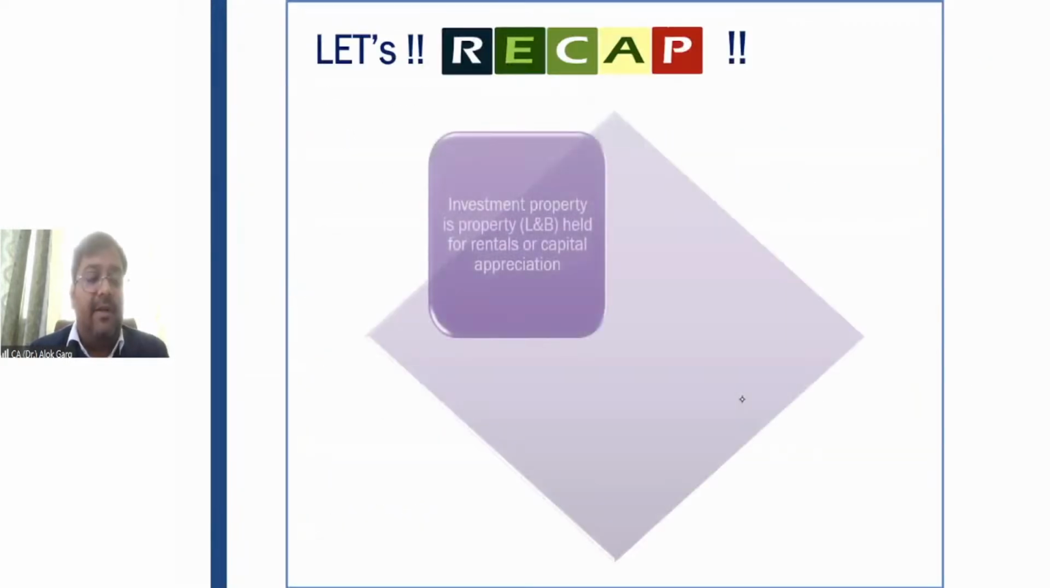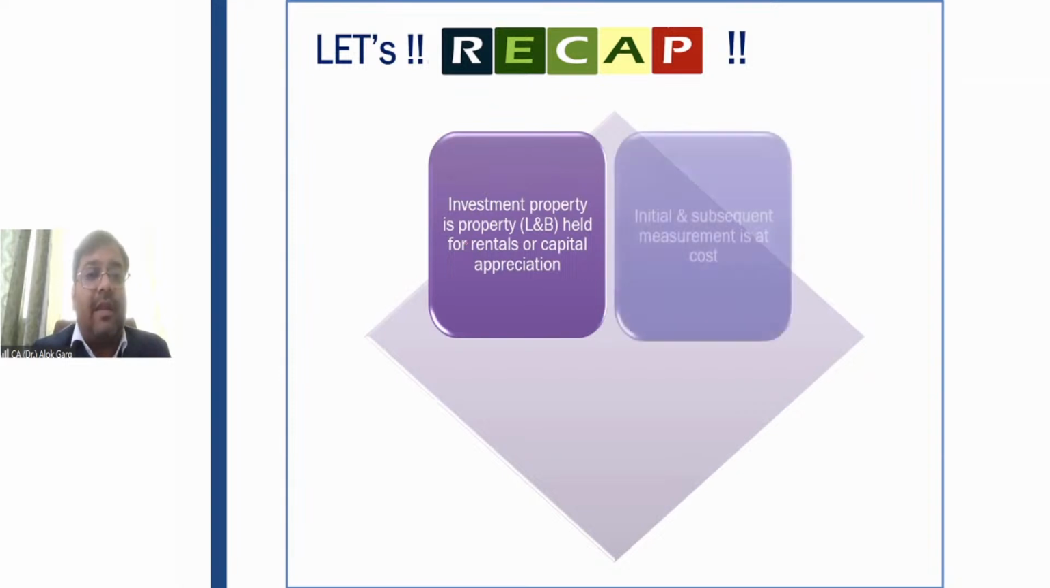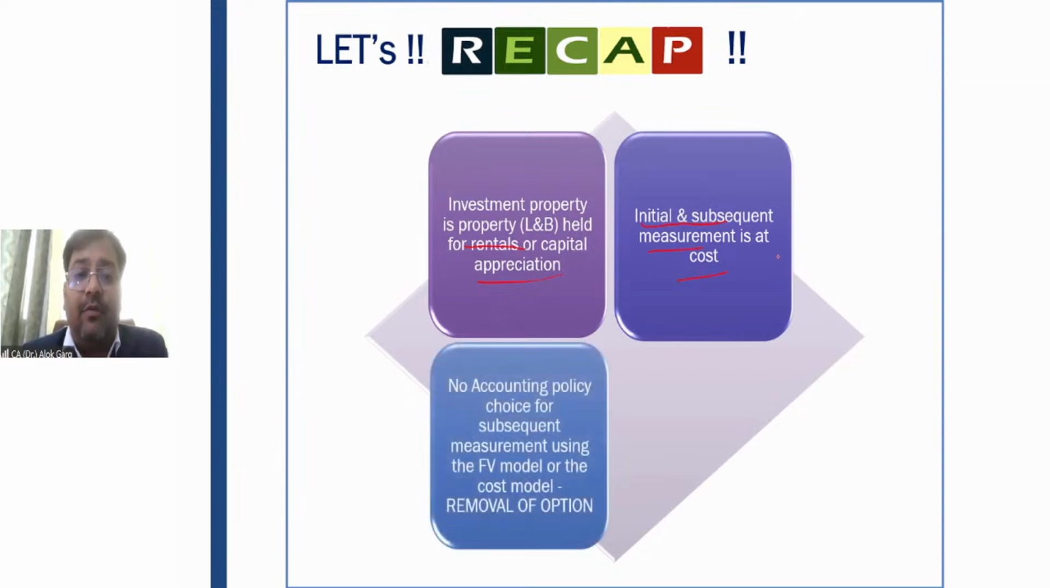In the standard, we have understood that investment property is a property which is land or building, held for rental or capital appreciation purposes. Initial and subsequent measurement is a cost model, but the fair value is required to be disclosed only. Fair value disclosure is required, right? No accounting policy choice for subsequent measurement using the fair value or cost model. It is a removal of option. I would say it is not a carve out, it is a removal of option, right?